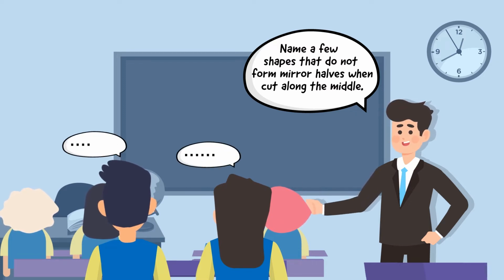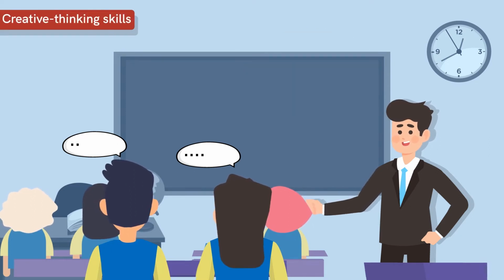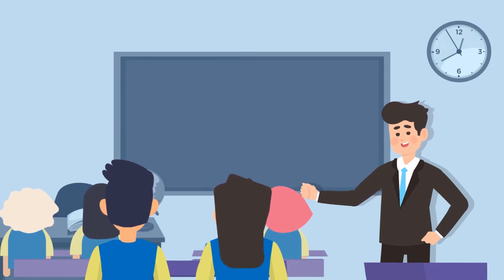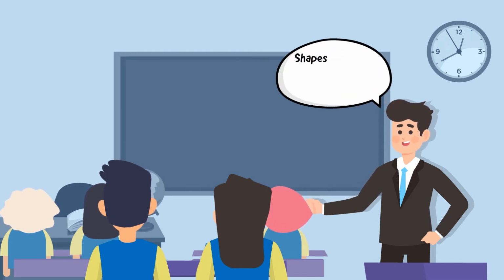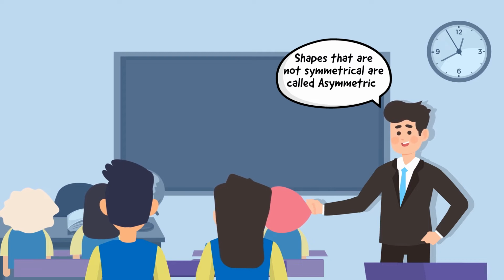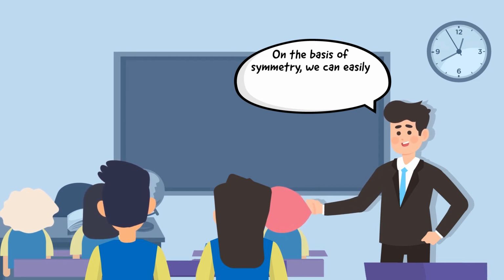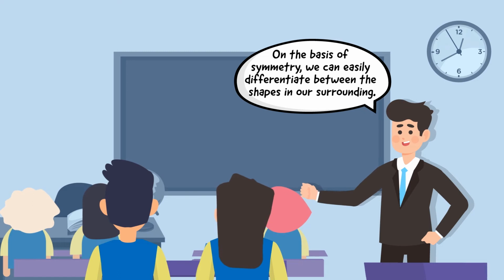As the students think about the shapes and respond to our questions, it will aid in enhancing their creative thinking and critical thinking abilities. Once the students have responded, inform them that the shapes that are not symmetrical are known as asymmetrical shapes. We will then conclude by stating that on the basis of symmetry, we can easily differentiate between the shapes of our surroundings.